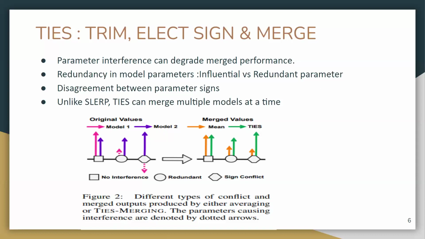Sir, then they won't be giving the sign conflict then. If one weight is positive and another is negative, no, so this is one type of interference. There can be different ways in which two weights can interfere with each other. One could be where the signs are the same, one could be where the signs are different.